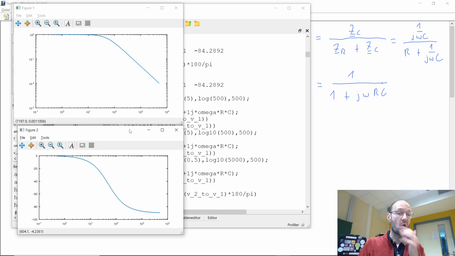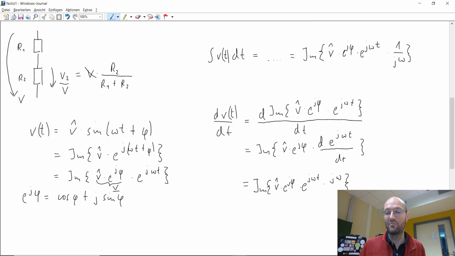the phase starts at 0 and then ends at 90 degree, and the 90 degree phase shift is the phase shift due to the capacitor, due to this time derivative. Remember what we did here. If we start with the sine function, calculate the time derivative. The time derivative of a sine function is cosine function, and cosine function has a 90 degree phase shift against the sine function.